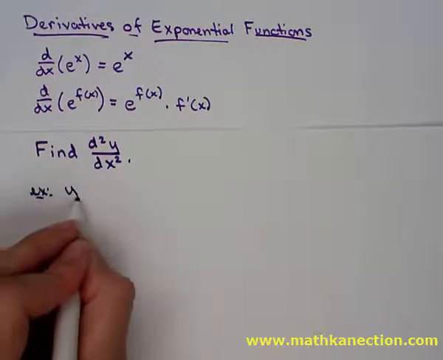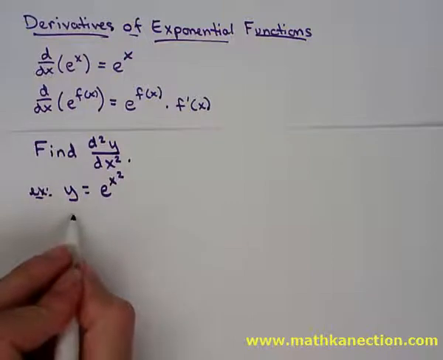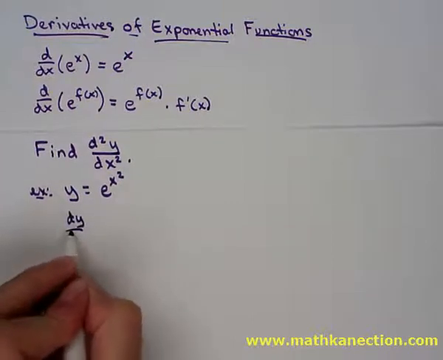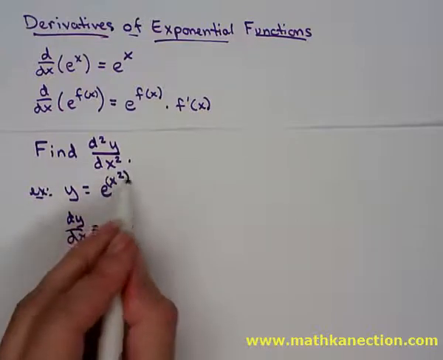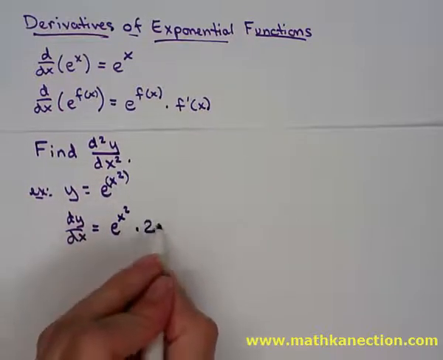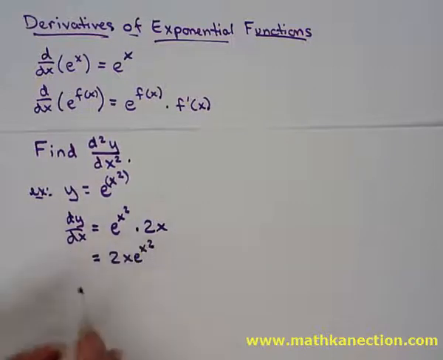So now for the last example, we're going to find the second derivative. For the given function, y is equal to e to the x squared. So getting the first derivative, e to the x squared is going to be e to the x squared times the derivative of that inside function. Derivative of x squared is 2x. So our first derivative is 2x e to the x squared.